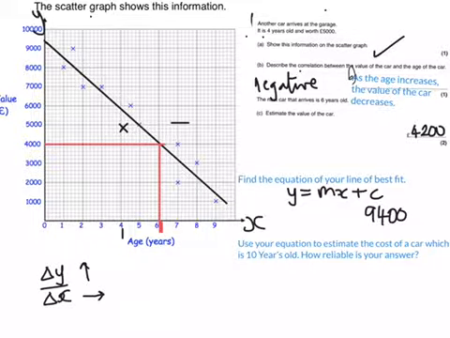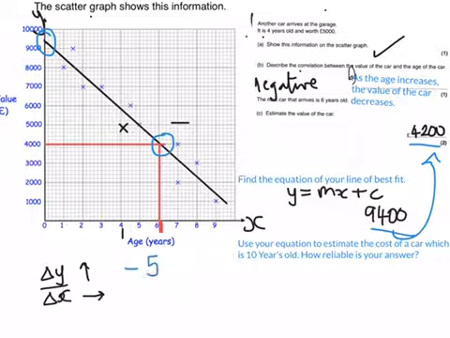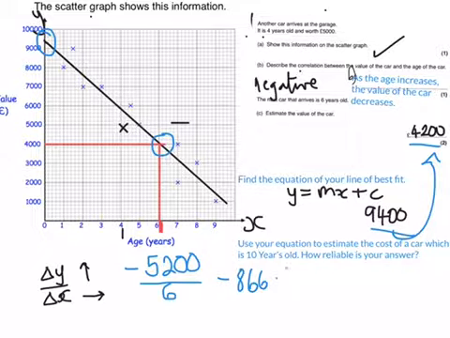So if I look between this point here and this point here, my change in y has gone from 9,400 to 4,200. So to get from 9,400 to 4,200, I take away 5,200, and that's taken me 6 years. I could use a calculator for this, or just simplify it and see what the answer is going to be. And that will give me negative 866.6 recurring, so 6,7.